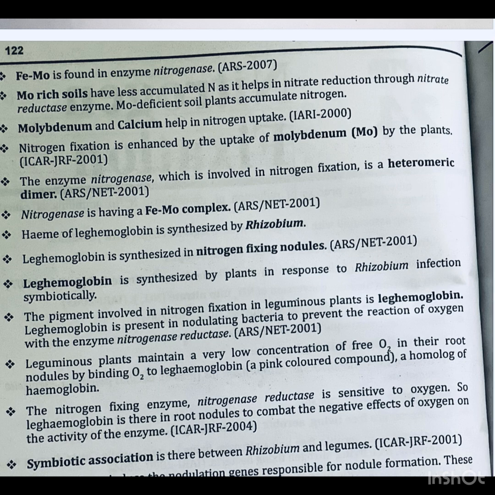ARS Net 2001. Heme of leg hemoglobin is synthesized by rhizobium. Leg hemoglobin is synthesized in the nitrogen fixing nodule. ARS Net 2001 question. Leg hemoglobin is synthesized by plants in response to rhizobium infection symbiotically. The pigment involved in nitrogen fixation in leguminous plants is leg hemoglobin. Leg hemoglobin is present in nodulating bacteria to prevent the reaction of oxygen with the enzyme nitrogenase reductase. ARS Net 2001 question.